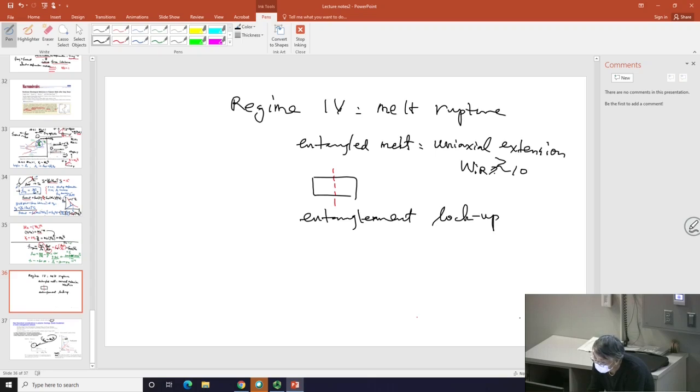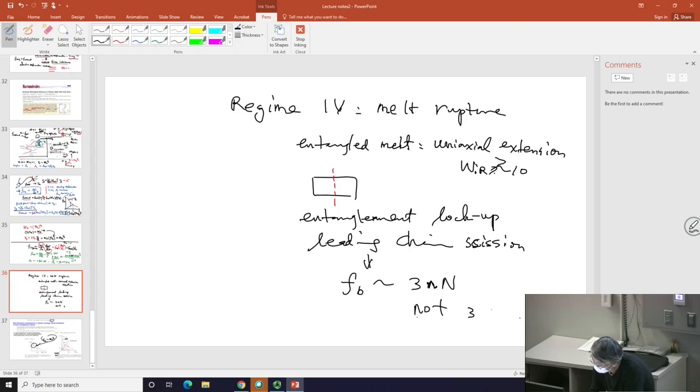And leading to transition, which implies you build chain tension of the level of 3 nanonewton, not 3 piconewton. So where did that force come from?